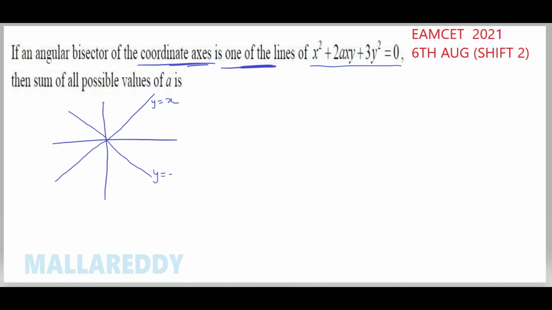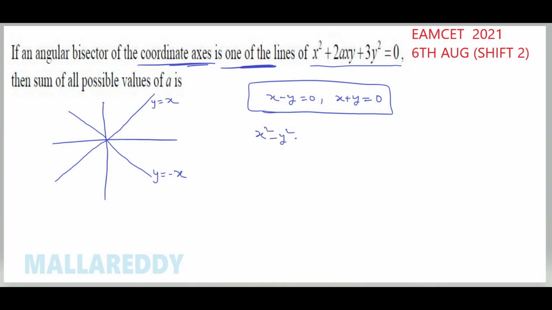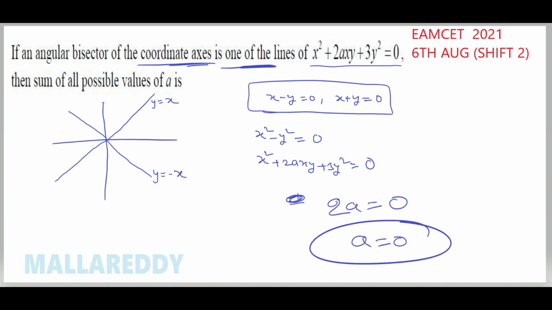This is y is equal to minus x, that is x minus y is equal to 0 and x plus y is equal to 0. These two are the angular bisectors of the coordinate axis, and the combined equation of these two is x square minus y square is equal to 0. So one of the lines is in x square plus 2axy plus 3y square is equal to 0. Equating these two, x square coefficients are equal, and equating the xy coefficient, 2a is equal to 0. From this, a is equal to 0. This is the value of small a.